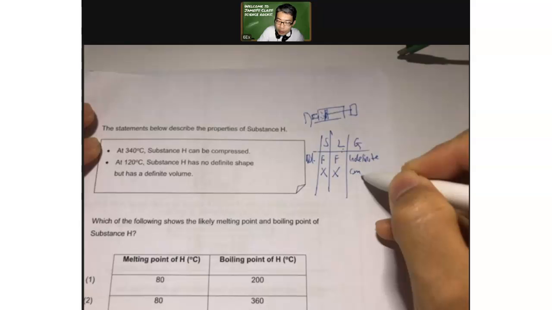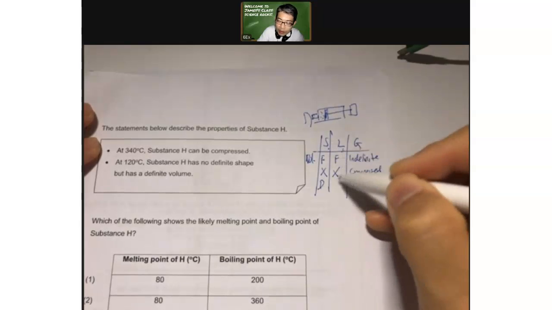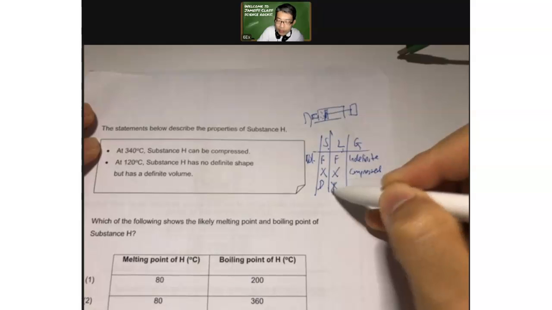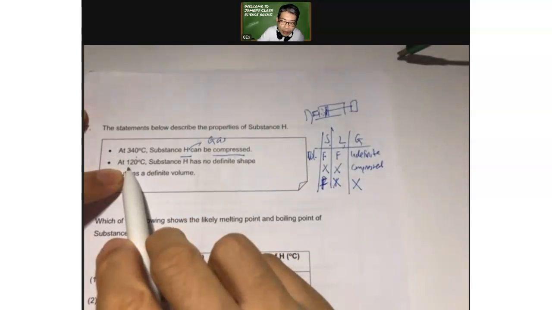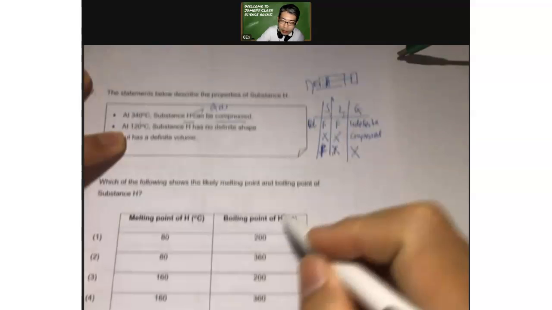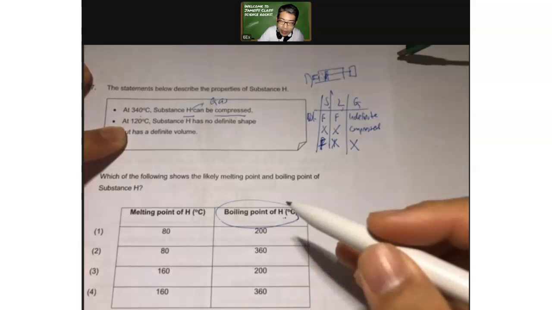How about shape? Solid, definite shape. Liquid, there's no fixed shape. The liquid takes the shape of a bottle or a container. Gas, no fixed shape. Alright, solid, there's a fixed shape. At 340 degrees Celsius, H can be compressed. They are saying that, okay, at this one, H becomes a gas. That's why it can be compressed. It becomes a gas. In other words, it has boiled. It has boiled, or it has boiling point of H is definitely above or at 340.